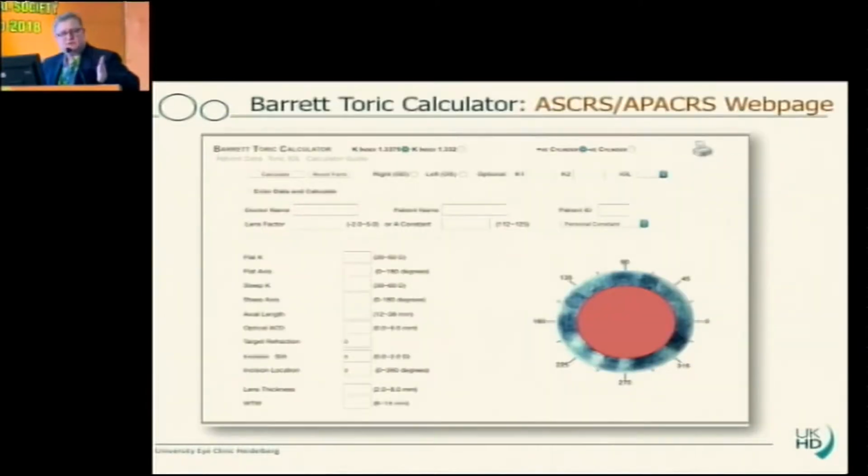In the Asia-Pacific region, the Barrett toric calculator is quite popular. It's accessible through the APACRS webpage here or the ASCRS webpage here. And it also looks at the posterior corneal surface, which may not be really a big issue in the routine application, but in some specific difficult cases, especially as I just told you about the lower grade of astigmatism, half a diopter more or less can have an impact. If you have 10 diopters of astigmatism, half a diopter has no impact actually.